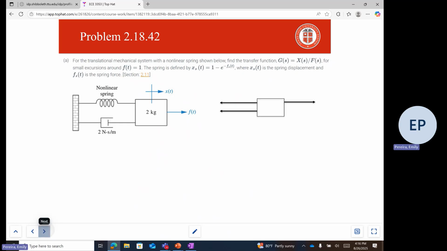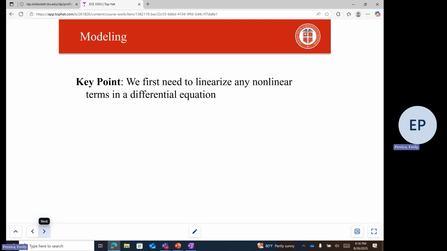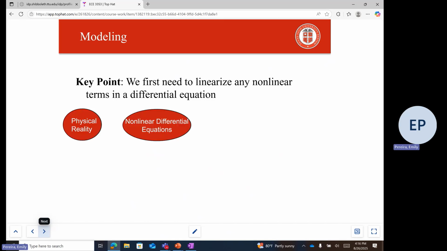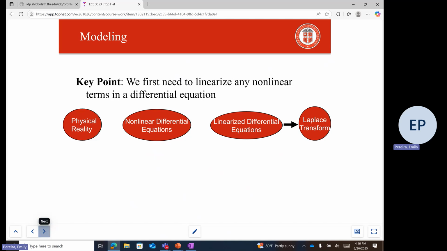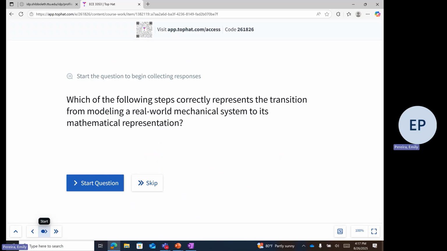All right, so you can go through the steps again and see where we got that from, but the key point is that you're going to need to linearize any nonlinear terms that appear in your differential equation, okay? And so what we see is that when we start with physical reality and we get a nonlinear differential equation, we have to first linearize before we can take the Laplace transform. And then we're going to use that Laplace transform to actually analyze our system.